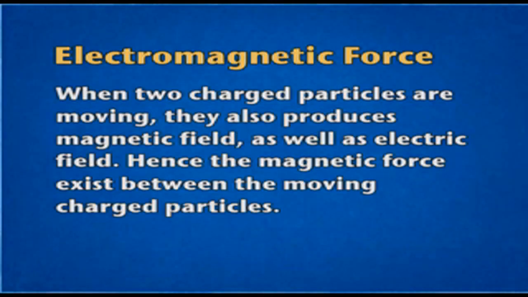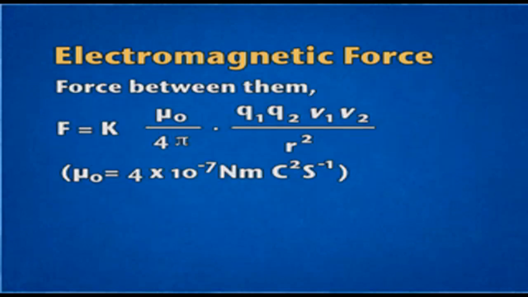And there is a very important force which is known as the interaction between electricity and magnetism. When two charged particles are moving, they also produce a magnetic field as well as an electric field, and the force between them is μ0/4π × q1 q2 v1 v2 / r². So, it is directly proportional to the product of charges and also the product of their velocities, and this is a very fundamental force which exists in nature.